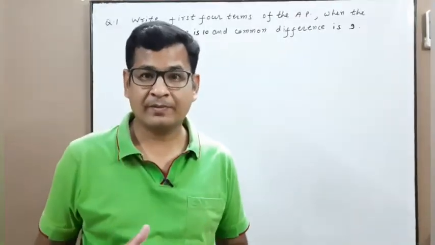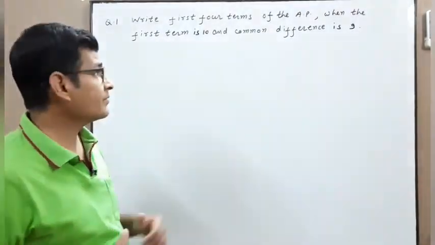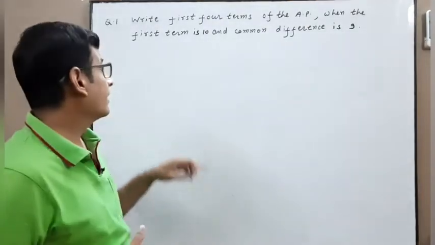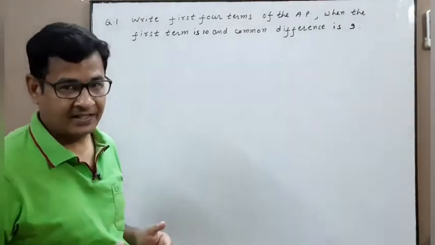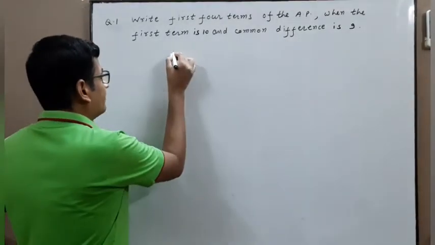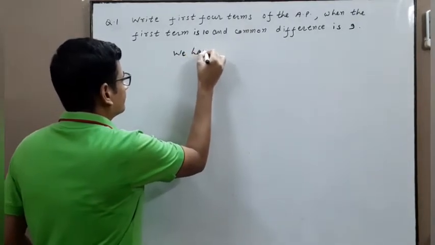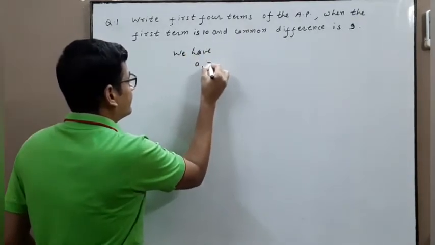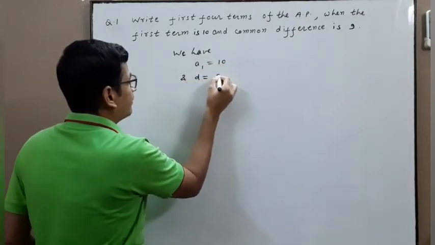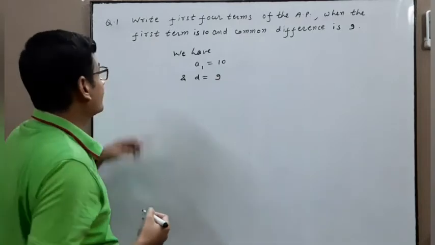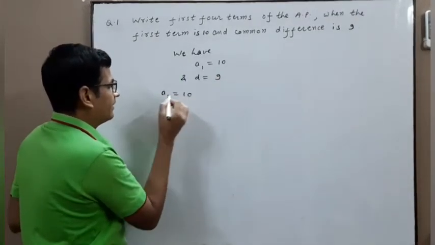Let's do some problems. Question number 1. Write first 4 terms of the AP when first term is 10 and common difference is 9. So first write we have first term is equal to 10 and common difference is equal to 9. So write first 4 terms. So first term is given, A1 equal to 10.